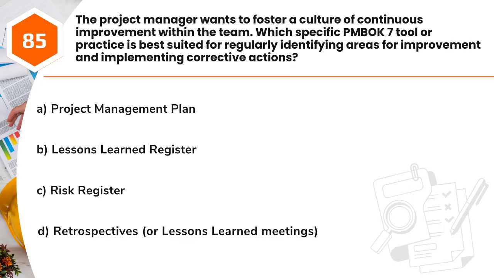Question 85. The project manager wants to foster a culture of continuous improvement within the team. Which specific PMBOK 7 tool or practice is best suited for regularly identifying areas for improvement and implementing corrective actions? A. Project Management Plan. B. Lessons Learned Register. C. Risk Register. D. Retrospectives or Lessons Learned Meetings.